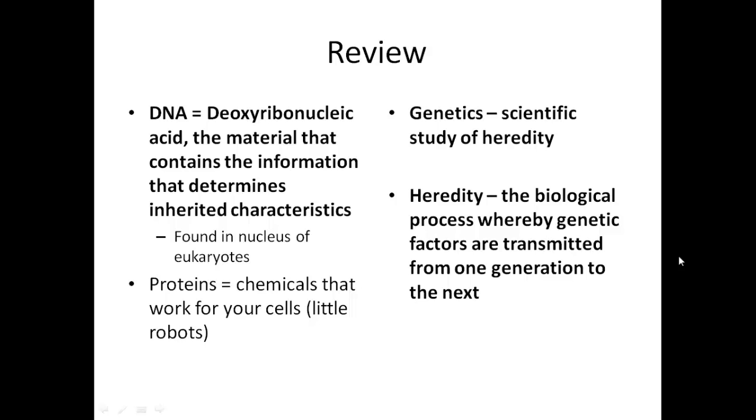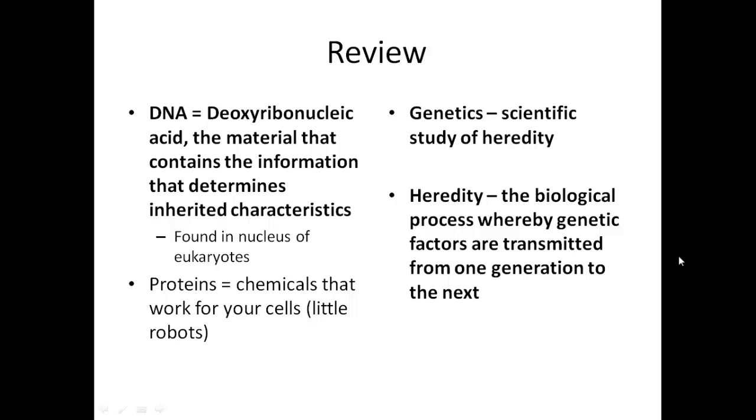All right, everybody. Today we're going to be looking at meiosis. So just a quick review. DNA is deoxyribonucleic acid. It's a material that contains information that determines inherited characteristics found in the nucleus of eukaryotes. Proteins are the chemicals that work for your cells. Proteins are what DNA codes for and what are made at ribosomes.